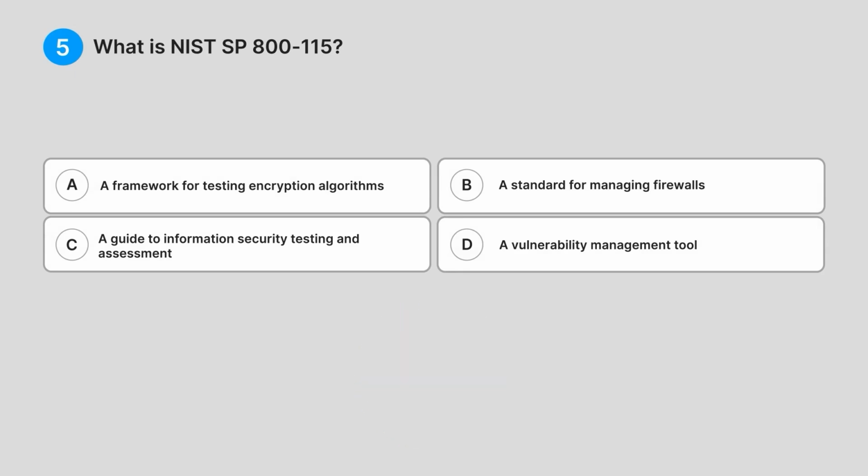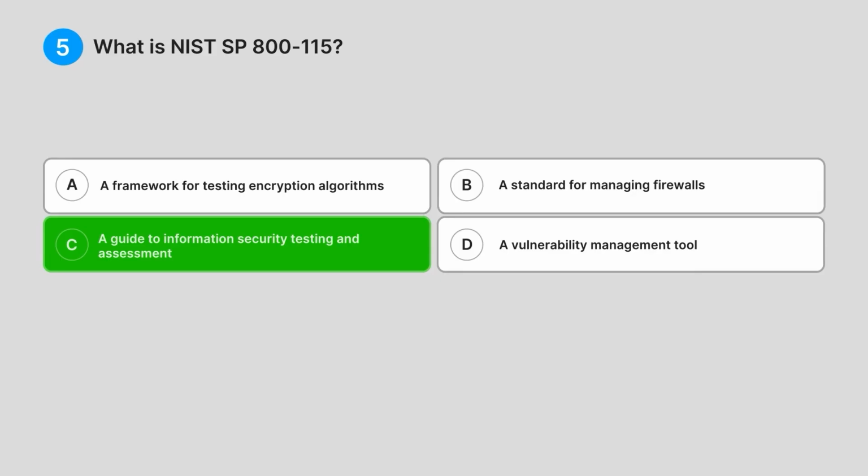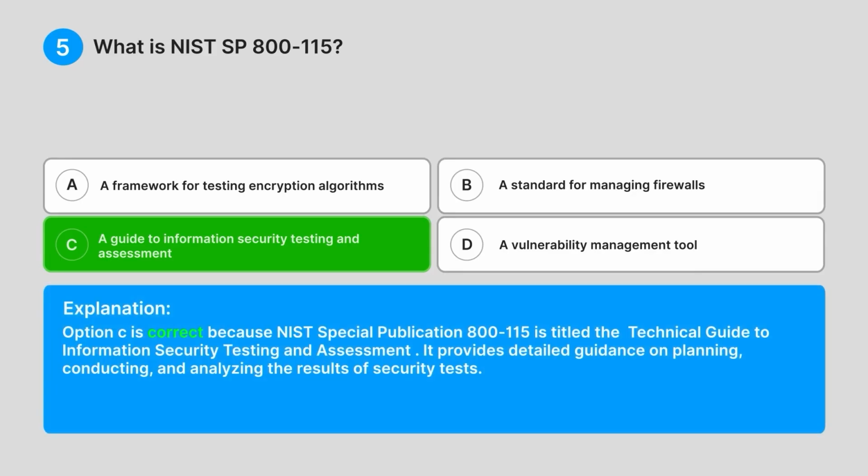Correct answer, C. A guide to information security testing and assessment. Explanation. Option C is correct because NIST Special Publication 800-115 is titled The Technical Guide to Information Security Testing and Assessment. It provides detailed guidance on planning, conducting, and analyzing the results of security tests.